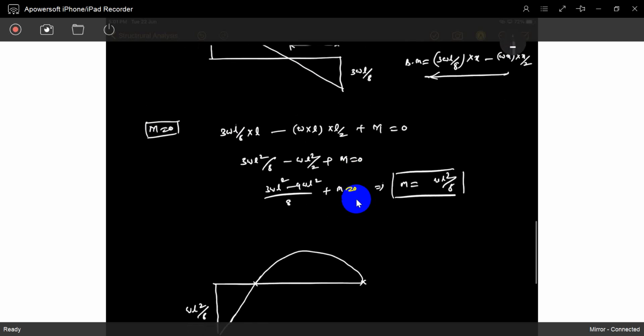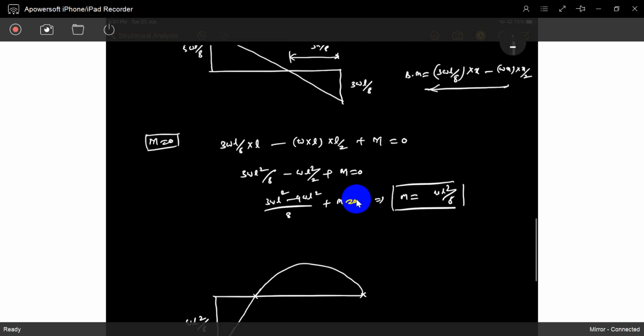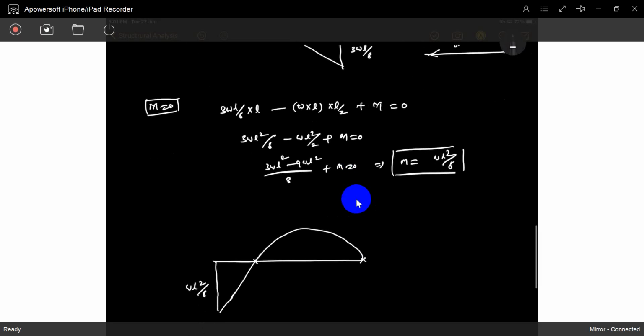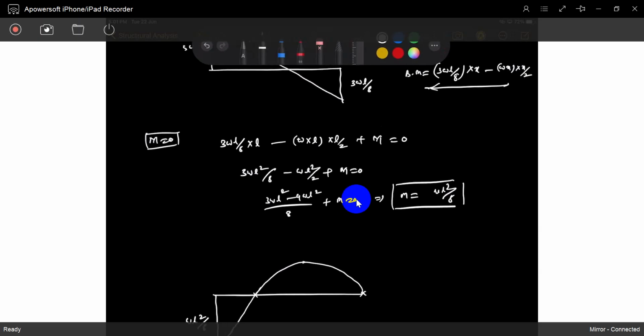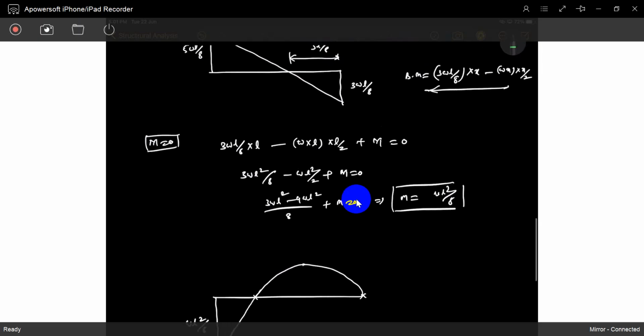Somewhere it will be 0. So where is it 0? And also somewhere it is going to be maximum. Where is it maximum? Bending moment is maximum where shear force is 0. At the point where shear force is 0, the bending moment is maximum or minimum.